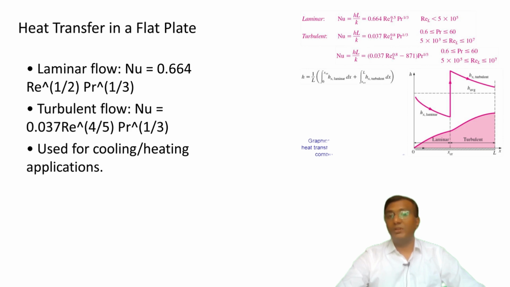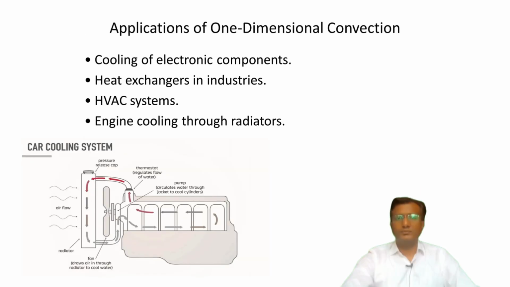Next, we will explore the practical applications of one-dimensional convection. One-dimensional convective heat transfer has numerous applications in engineering. First, it's essential for cooling electronic components like computer chips, where air or liquid convection removes heat to prevent overheating. Heat sinks rely on forced convection to maximize the heat transfer.